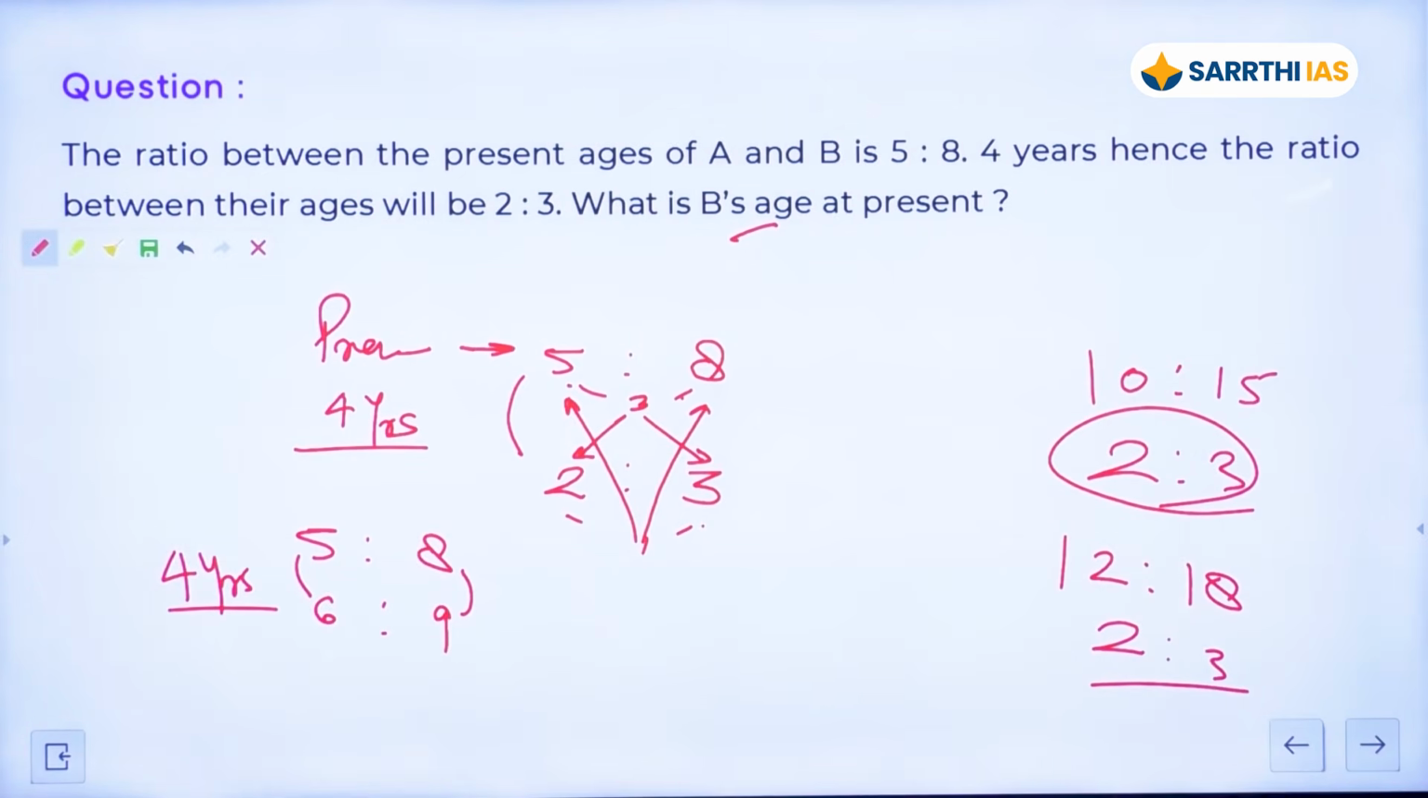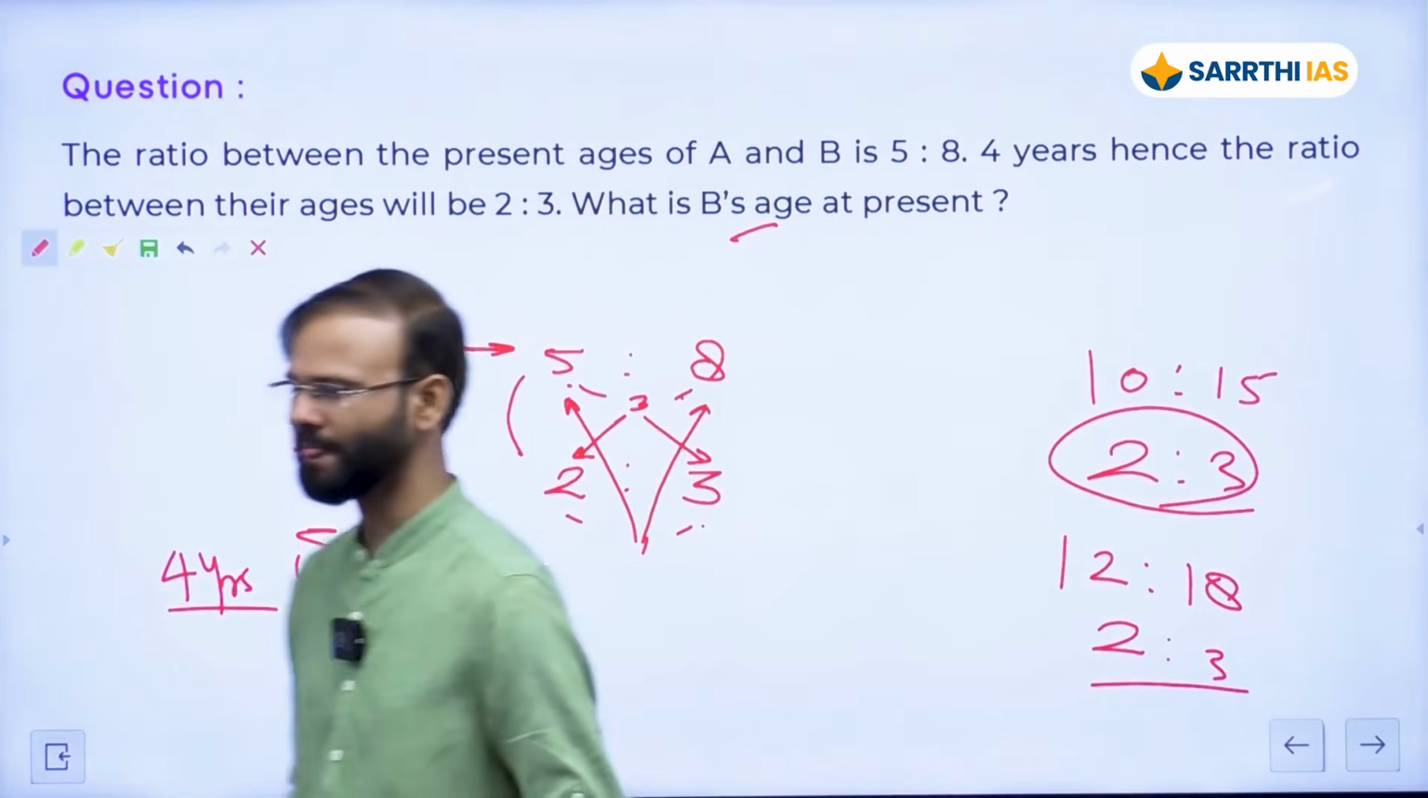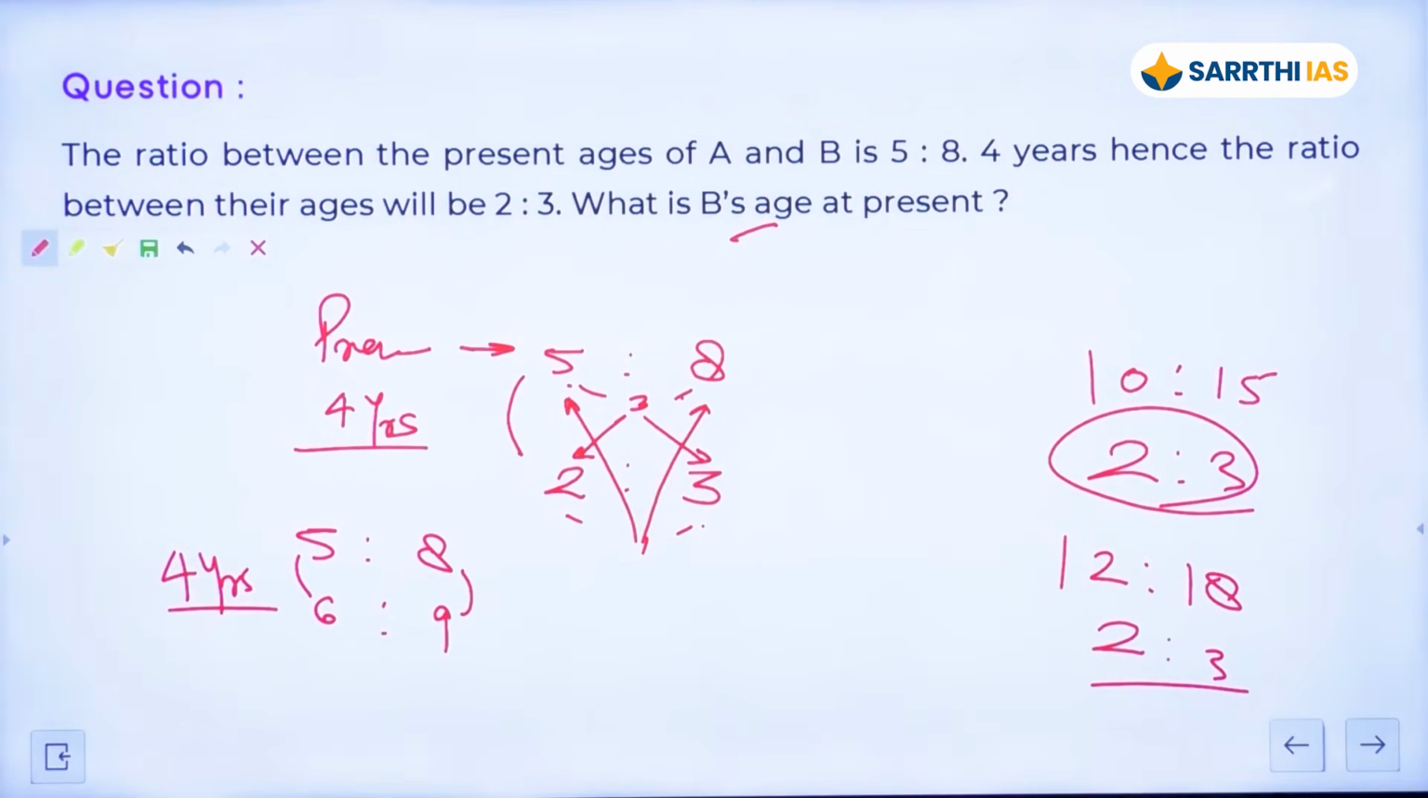Everyone fine now? ठीक है? Okay. इसको नोट करें जरा. अच्छे से नोट करें, please.